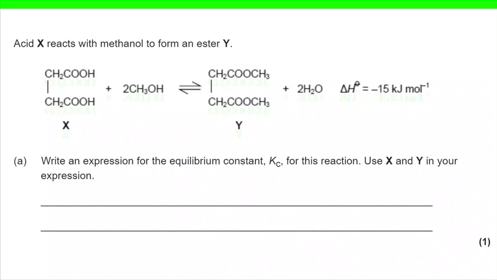Okay, so going back to the beginning and taking a look, we have here an expression for the equilibrium constant Kc for this reaction, and you are told specifically to use X and Y rather than the full structures of those compounds. So I am putting products on top. I am remembering that my H2O is squared because I'm using the balancing of the equation, 2H2O. Products over reactants, and once again my methanol concentration is squared because it's 2CH3OH, and we've got our first mark, part A.